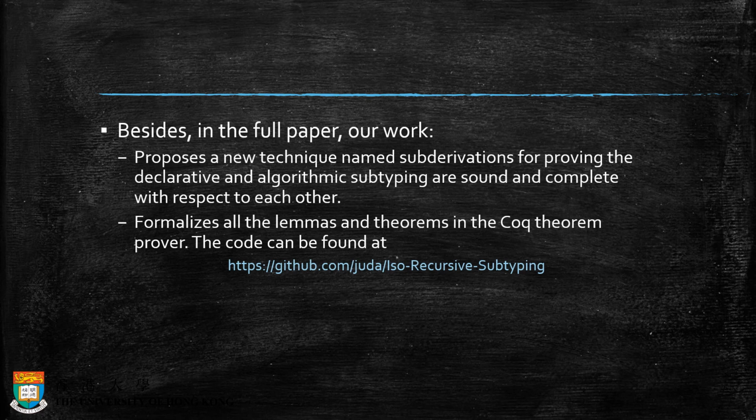Besides, in the full paper, our work proposes a new technique named subderivation for proving that the declarative and algorithmic subtyping are sound and complete with respect to each other. We formalize all the lemmas and theorems in the Coq theorem prover. The code can be found at this link.